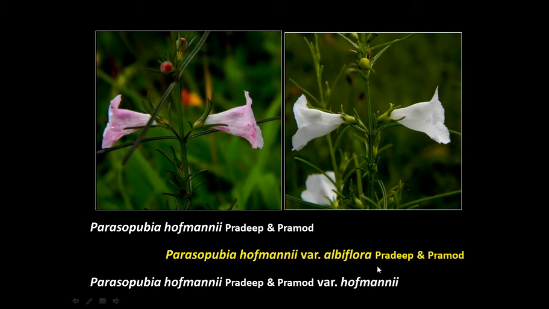So they established an infraspecific category, variety Parasopubia hoffmanni variety albiflora, and as a consequence of the description of this variety, another variety is automatically established, and this is the autonym. Parasopubia hoffmanni variety hoffmanni. This is the autonym.